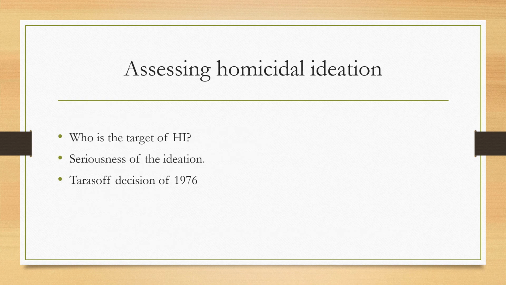Then is assessing homicidal ideation. Similar to suicidal ideation, we need to assess if the patient has intention of hurting others. Is it anybody in the unit, or is it someone outside, and who is the target of homicidal ideation? How serious is that? Is it a passive homicidal ideation, or is it an active homicidal ideation? How serious is that ideation? Is there any specific plan?